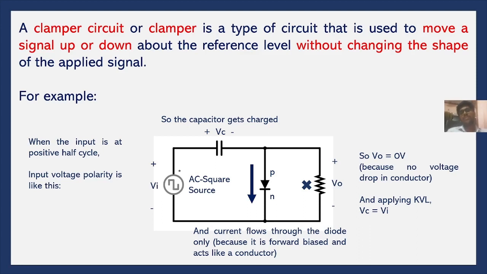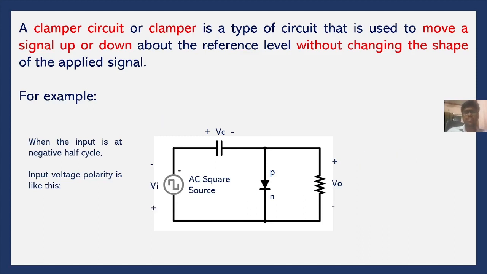So if we measure the voltage across the diode or the resistor, both of them being in parallel, we will get zero voltage. But there is a trick to it. We can see that the capacitor gets charged up to the voltage where V input is applied. We will see the simulation next.